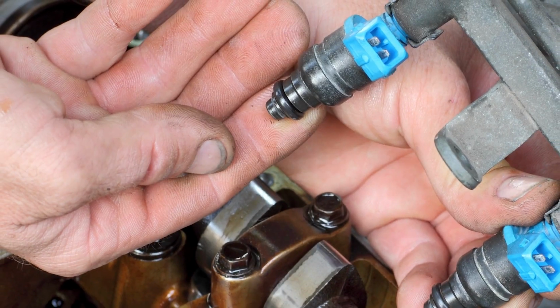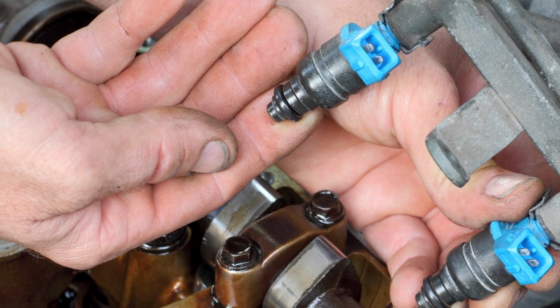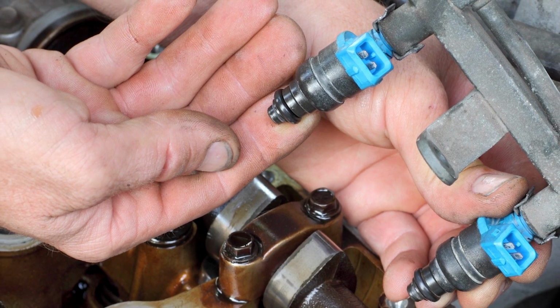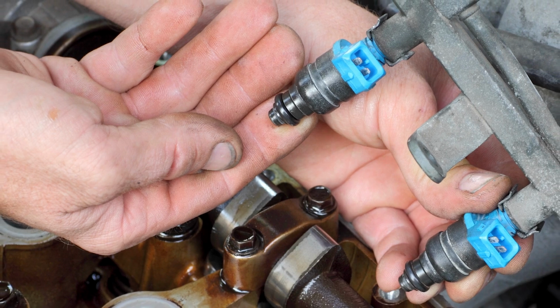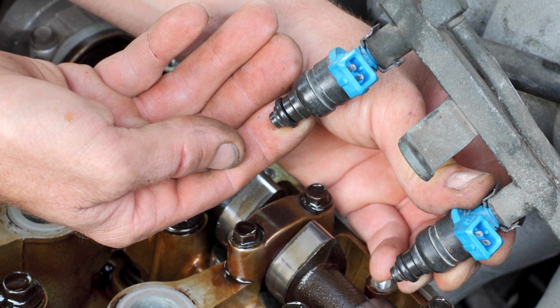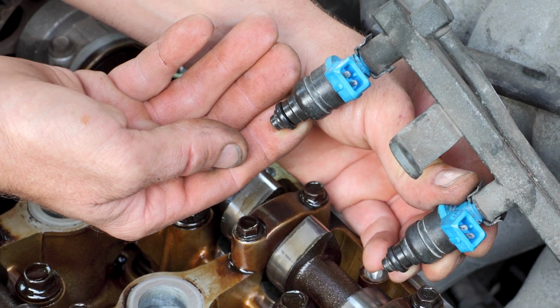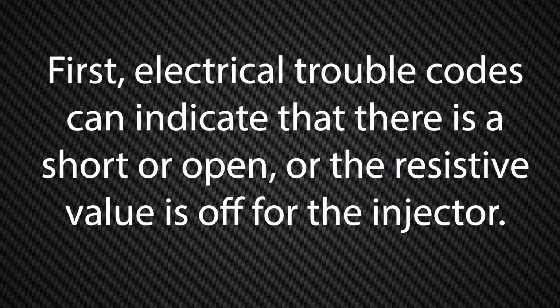If the long-term fuel trims are above or below 11% and the engine is having to add or take away fuel, there might be an issue with multiple injectors trying to compensate for leaking, clogging, and/or poor spray. Fuel injector codes can be classified into 3 categories. First, electrical trouble codes can indicate that there is a short, open, or the resistive value is off for the injector. Remember, most injectors share the same ground.